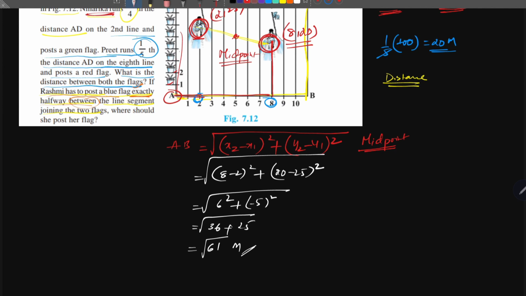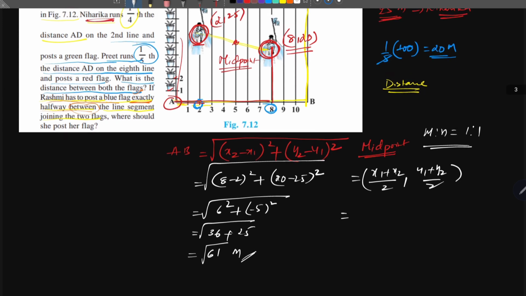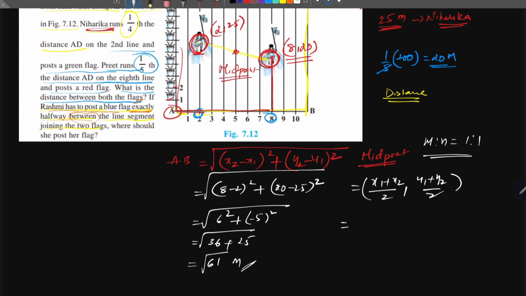The midpoint formula is x1 plus x2 by 2 comma y1 plus y2 by 2. Midpoint means the ratio is equal, 1 is to 1. By replacing 1 is to 1 we get the same formula. So replace the coordinates: 8 plus 2 divided by 2 comma 20 plus 25 by 2. 8 plus 2 is 10, 10 by 2 is 5, comma 20 plus 25 is 45. So the answer is 45 by 2.